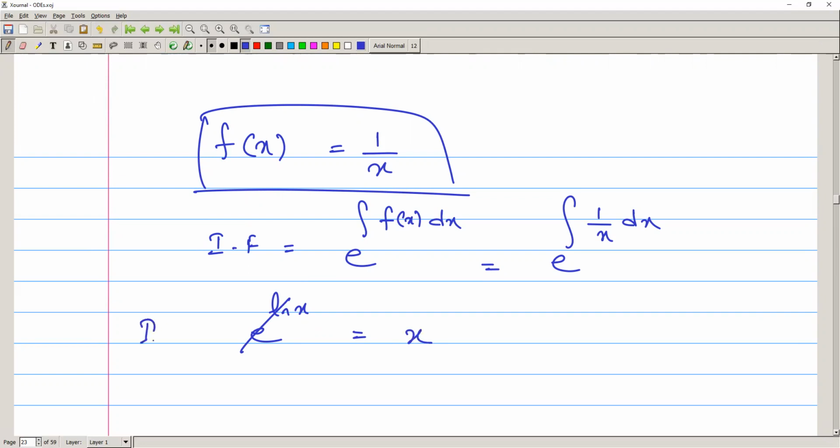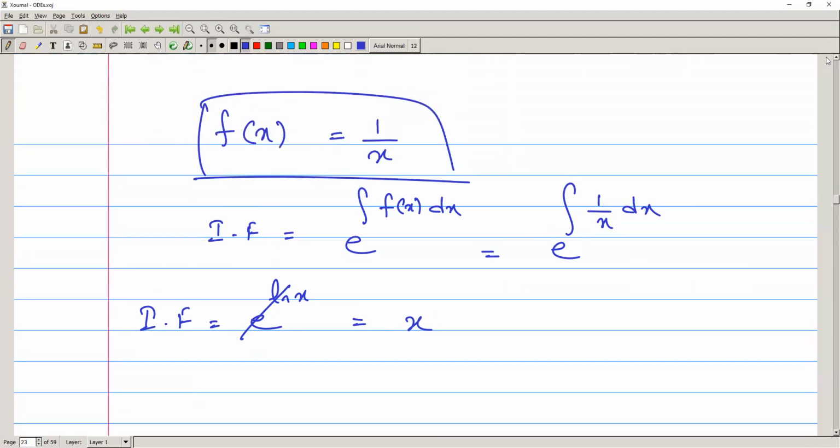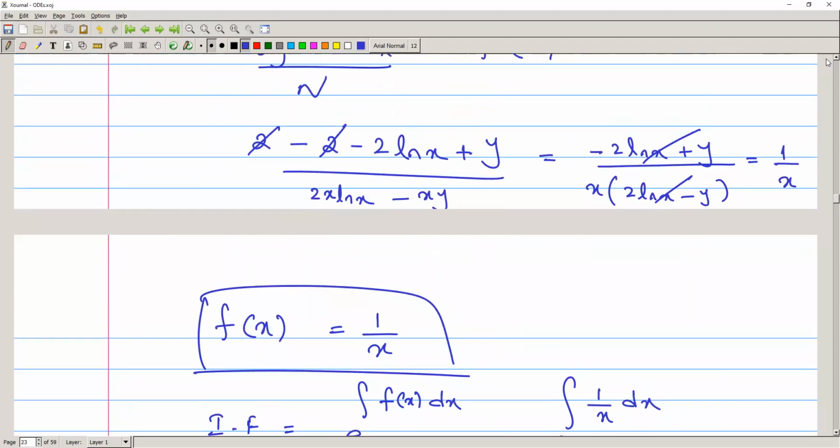Now we will multiply the initial equation by x. I think there's a mistake here.